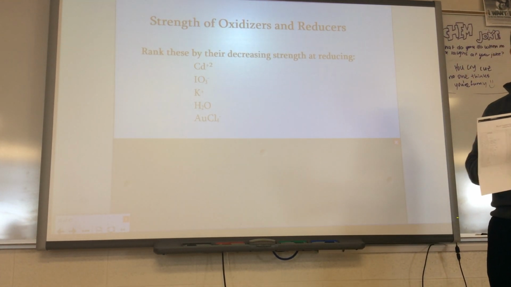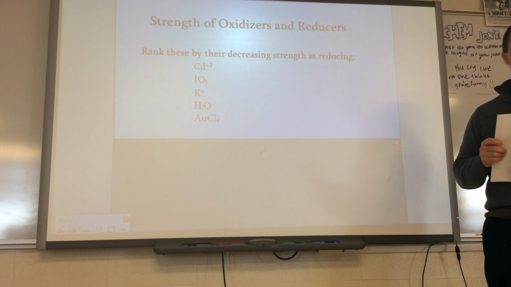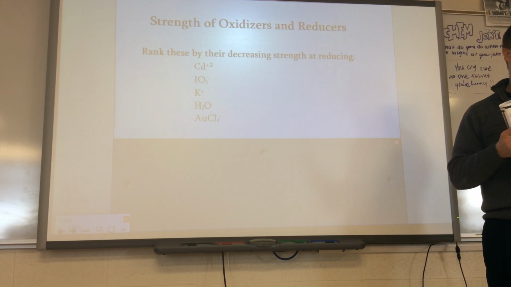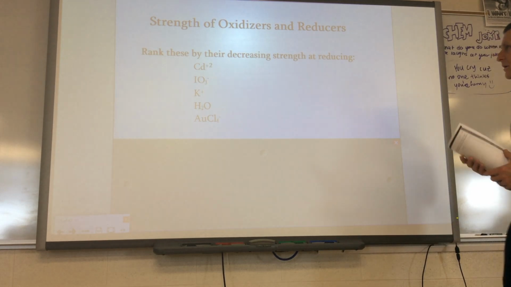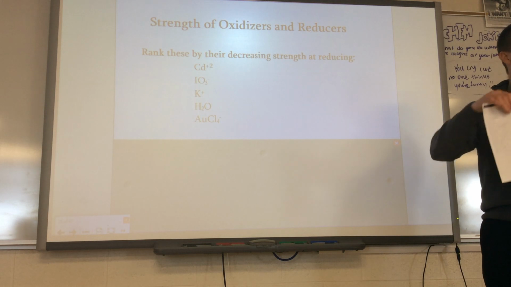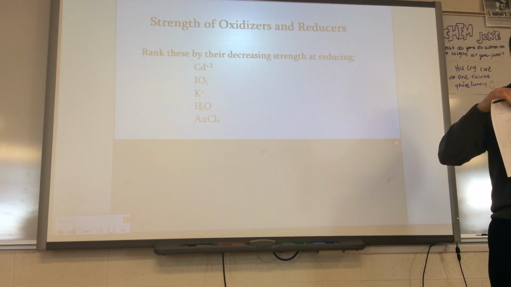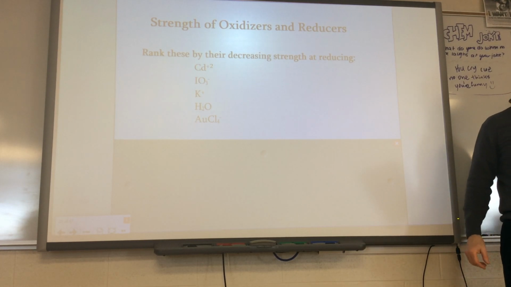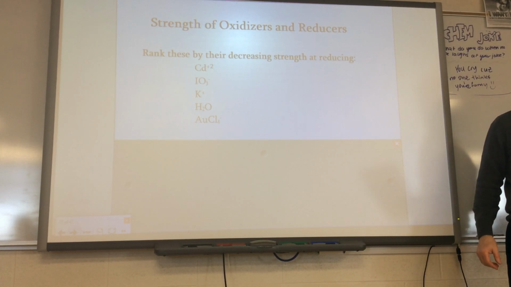Do you use absolute value? No, you have to keep the sign, because negative means it's not good at reducing. If it's a negative value, it means it's not good at reducing. So everything below hydrogen in the right column is not going to favorably reduce. Whatever's the most positive is the best. Yes, that's the best one.